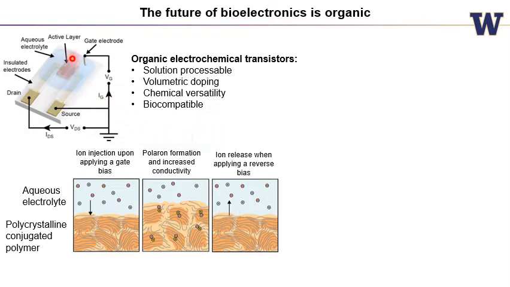If we could zoom in on the active layer in this transistor, we would see that when you apply a gate bias, ions are driven into this polycrystalline conjugated polymer layer to form ion-hole or ion-electron pairs, which then changes the conductivity within this channel. If we then apply a reverse bias, the ions come out and the conductivity goes down. That's how this device switches on and off.